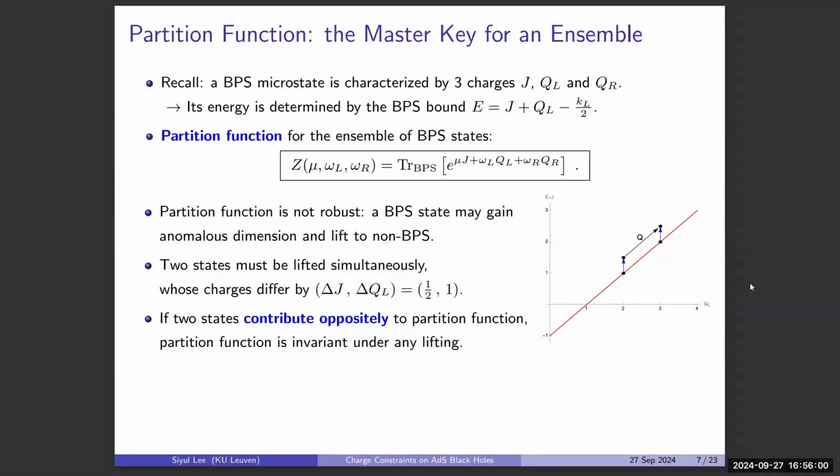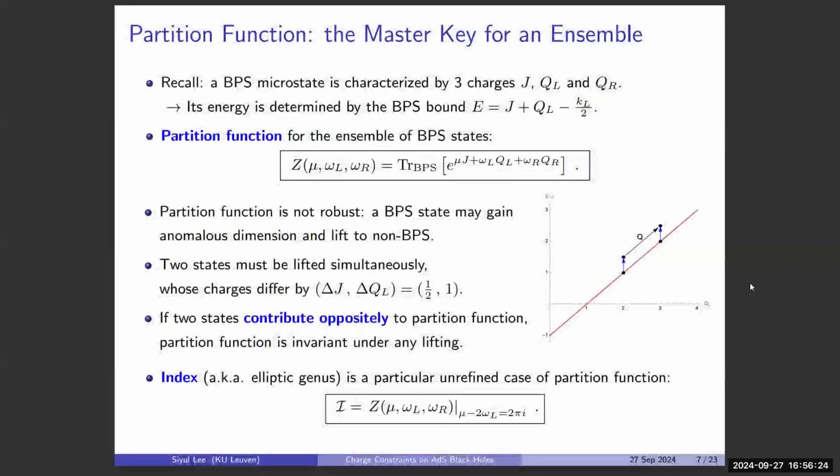However, now comes the fun part. If you tune the statistical weight, the chemical potential, carefully such that these two states always contribute the same in magnitude but opposite in sign to the partition function, then the net contribution from these two states will vanish. And as a result, the partition function will be independent of the coupling. This kind of partition function is what we call an index, also known in 2 dimensions specifically as the elliptic genus. The index is a particular unrefined case of the partition function where you impose a certain relation between the chemical potentials.